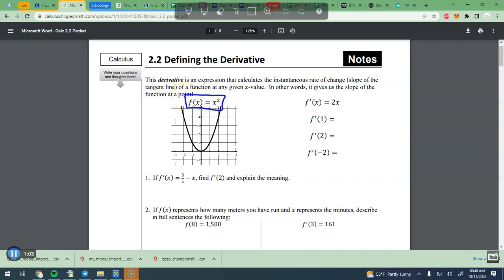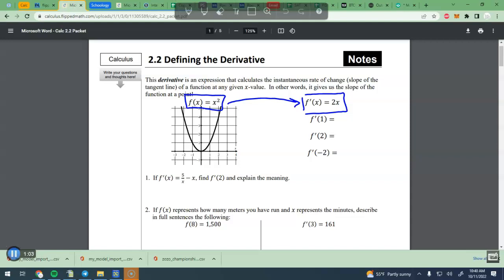They're giving you the original equation, y equals x squared, and telling you the derivative is 2x, which is just that rule I showed you last week. You bring down the 2, leave the x there, and then reduce the power by 1. They're just giving it to you because we technically haven't done that yet. Then they're saying find these things and tell what they mean. I would like you to be able to tell what they mean.